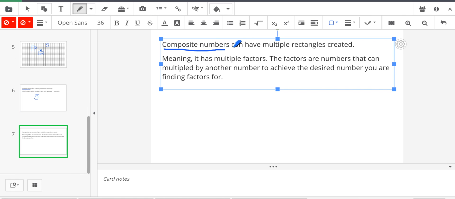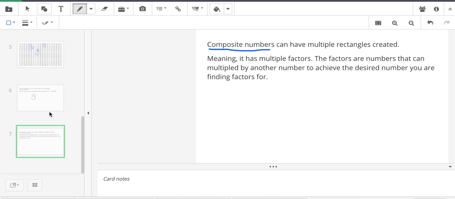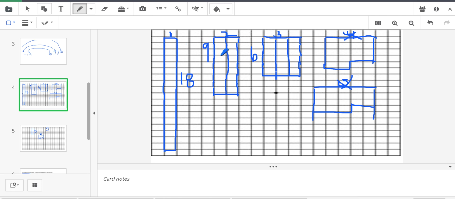Composite numbers, though, can have multiple rectangles created, meaning they have multiple factors. The factors are the whole numbers that can be multiplied by another number to achieve the desired number you're finding factors for. So what that means is, we looked at our number 18, and we see that we can create multiple rectangles right here. 4 and 5 didn't work. So we have 3 times 6, 2 times 9, and 1 and 18.